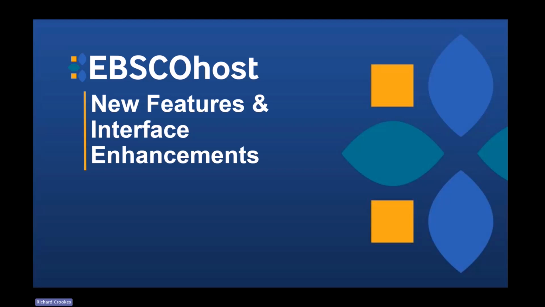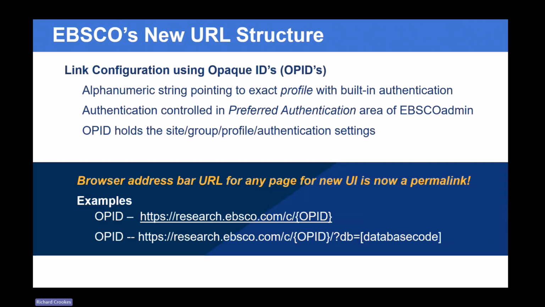We've got new features and enhancements, of course, and we're going to start out with the reminder of EBSCO's new URL structure. So essentially what that means is we now have the browser URL as a permalink. So the browser address bar URL for any page when using the interface is now a permalink. So for those who still have Classic, or if you recall that far back, there was always a permalink available, a dedicated link that you would need to select to ensure that users could link to that particular article, etc. Now you can use the browser address bar URL. So that's available for the new interface.